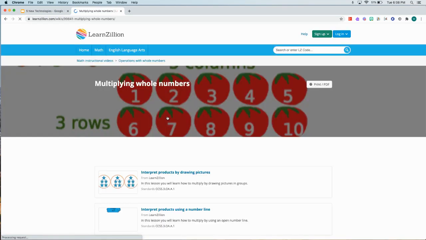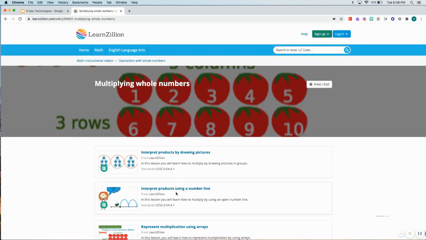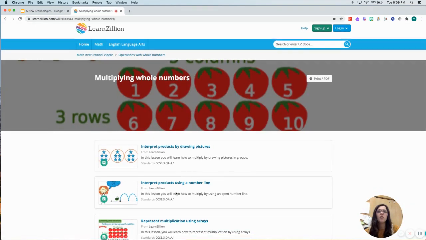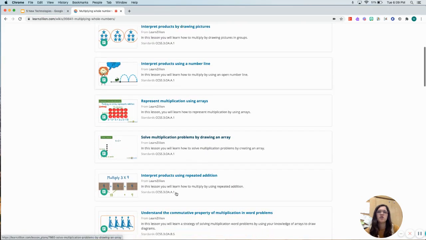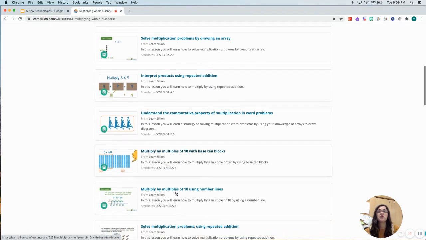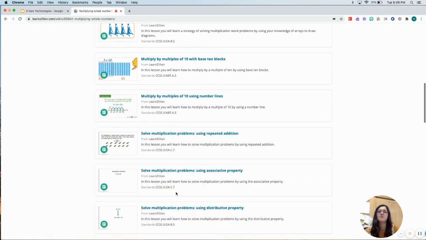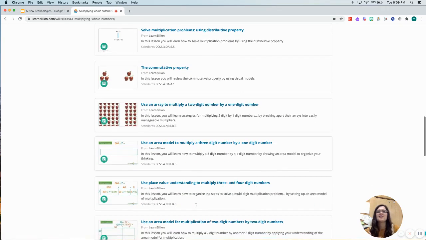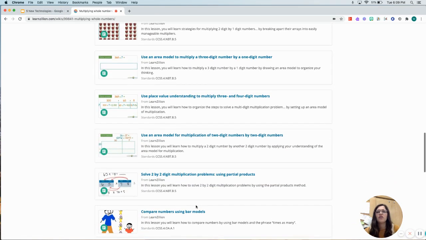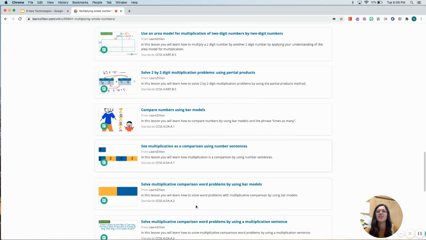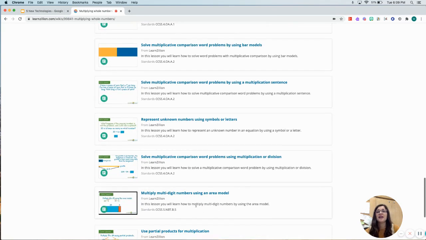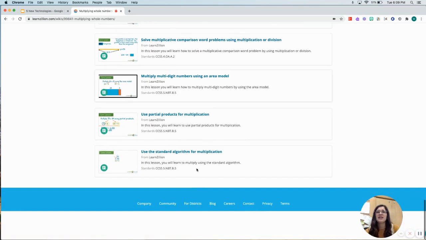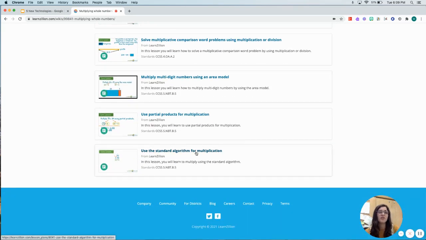Once I'm into that concept, I'm going to have an opportunity to look at what are the specific areas that my students need help on. If my students have mastered a lot of these other concepts and they really just need to look at multiplication using the standard algorithm, then I might be looking for lessons that have something to do with standard algorithm. As I continue looking, I'm going to find down here that there is a standard algorithm lesson.